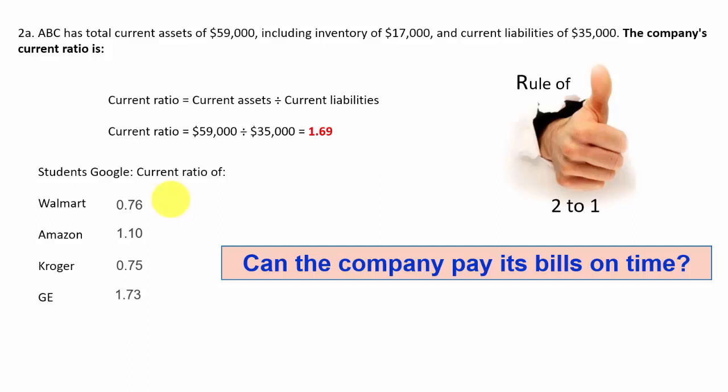So if you would ask which one of these four companies has the best current ratio, you'd have to say GE. And that's kind of strange because these other companies are in much better overall financial shape than GE is.